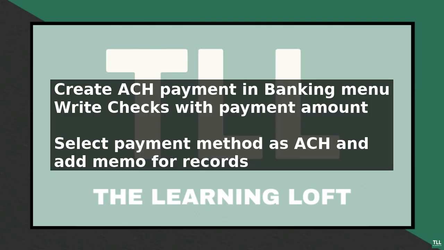To send the ACH payment to the bank, go to the Banking menu and select Online Banking. Then click on Send Items, select the payment you just created and click on the Send button to send the payment to the bank. The bank will then process the payment and deduct the funds from your account.